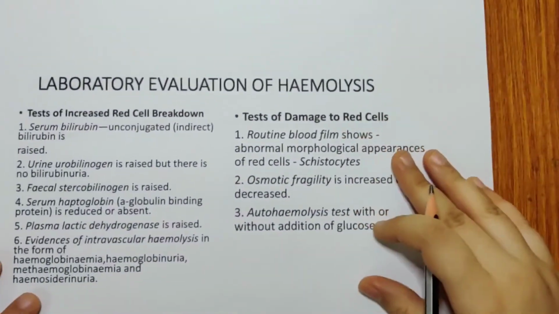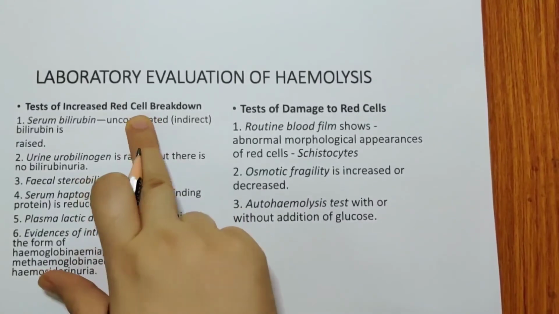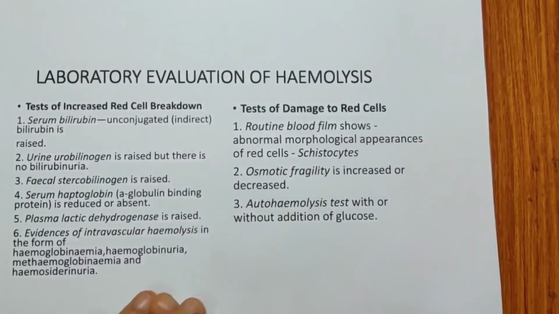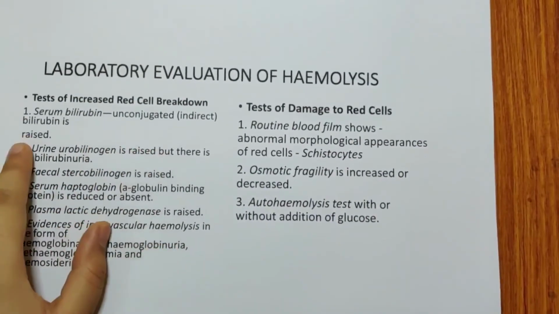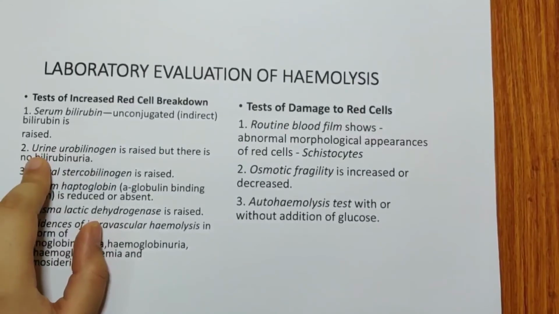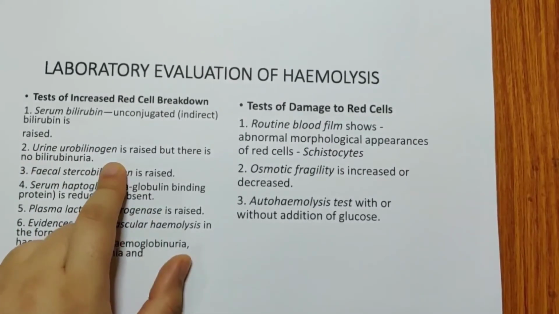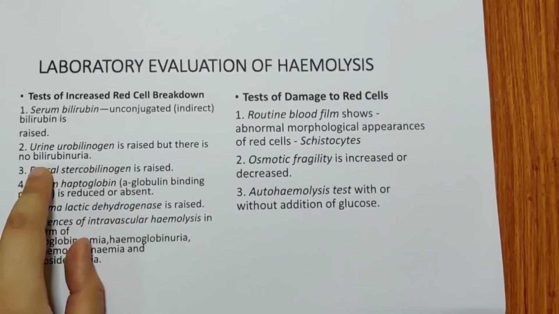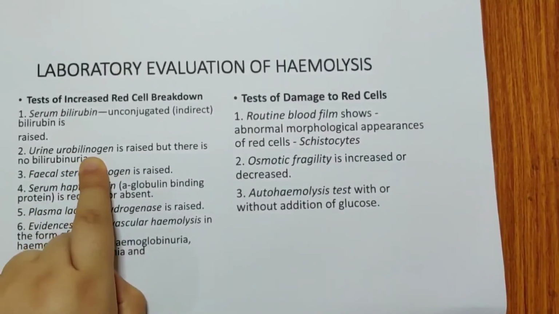Now coming to laboratory evaluation. We have to test the increased red blood cells which are broken down and the damage to the RBCs. So what we check is serum bilirubin. In serum bilirubin, the unconjugated bilirubin is raised. In the urine urobilinogen test, it is raised, and there is no bilirubinuria. Bilirubinuria means there is no bilirubin, but urobilinogen is high.